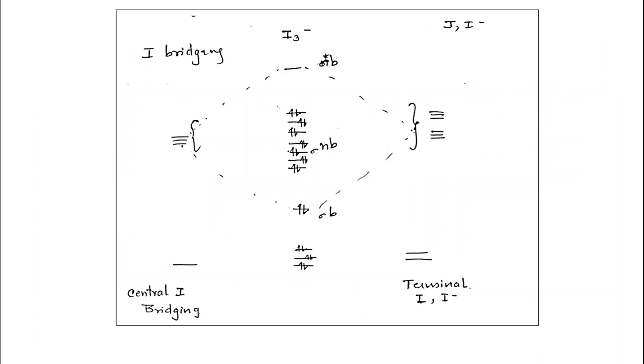This is also another way to represent the MO diagram of the triiodide ion. You can see here, as we have shown, this is the central iodine bridging, and the terminal iodine. So this is the 5s orbital. This is 5p5, 5 electrons are there. Okay, so this is the MO diagram for the triiodide ion.